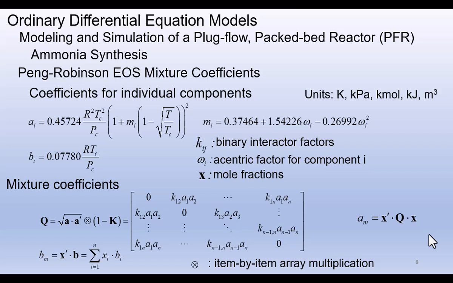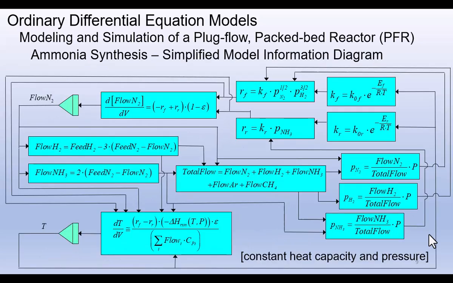So you can see this getting a little bit complicated, and we want to see how we can come up with an idea of how to formulate the model for our reactors. So we're going to start with that simplified version where we're assuming constant heat capacity, and we're going to organize the model in what we call an information flow diagram as shown on this slide.